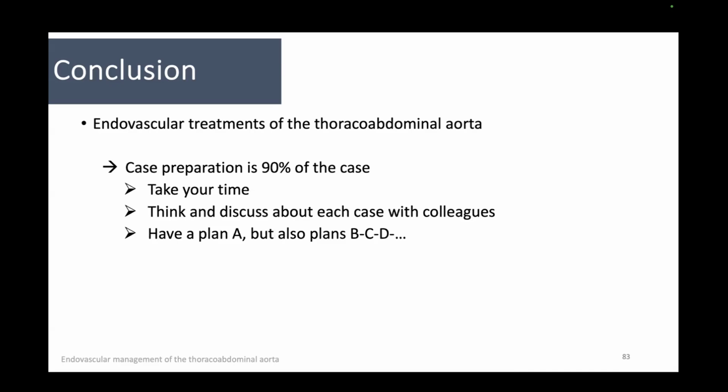The case preparation for endo-aortic cases is 90% of the case. So take your time, think and discuss about each case with your colleagues and have a plan A, but also plan B, plan C, plan D, and further down to make sure that you're ready when you're in the operation and you don't get a case where you can't do anything about a complication that's happening in the case. So you have to have a lot of material and a lot of plan Bs and Cs in your hand.